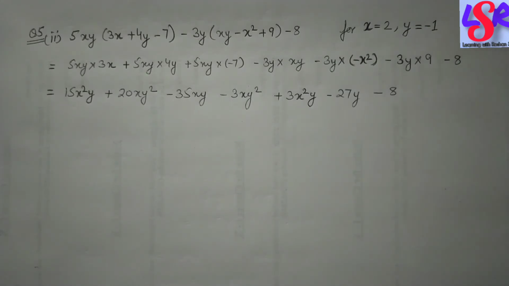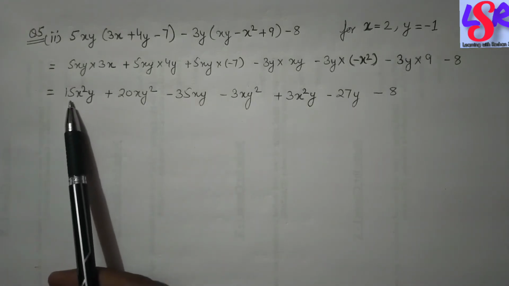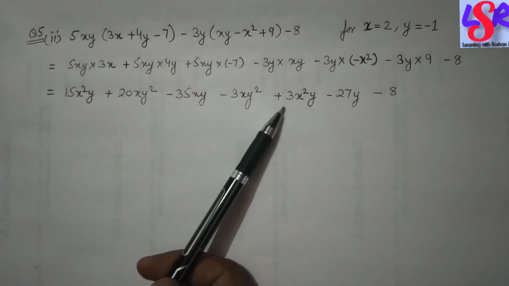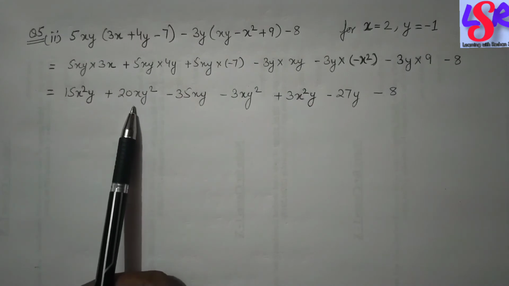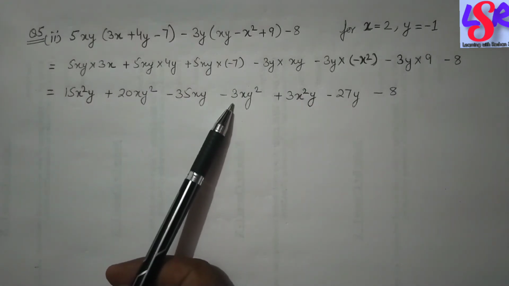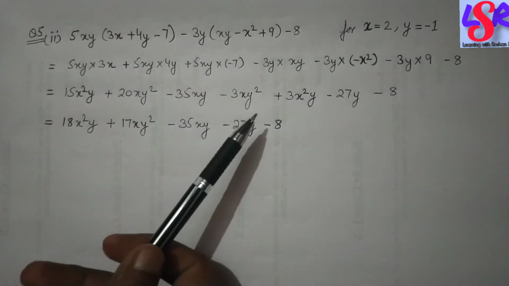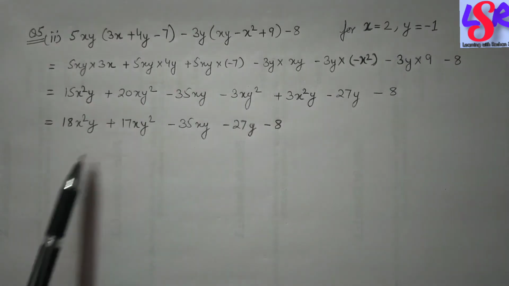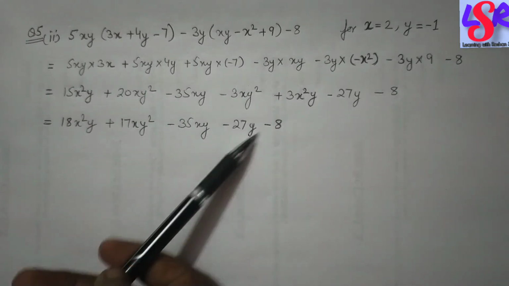Now here we will see whether we are having any like term or not. And if we are having any like term, we will solve it. Like we can see 15x square y and 3x square y. They both are like terms. And then this 20xy square and then minus 3xy square. They both are like terms, so they will be solved out. And here we get 15 plus 3, we got 18, and here 20 minus 3, we got 17, and rest of them are just copied.